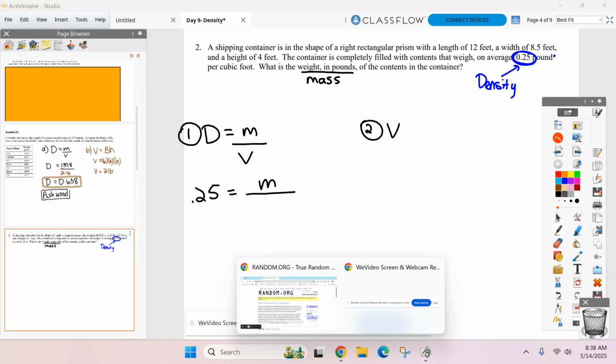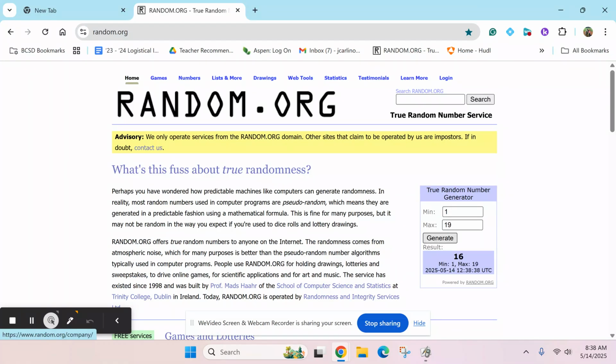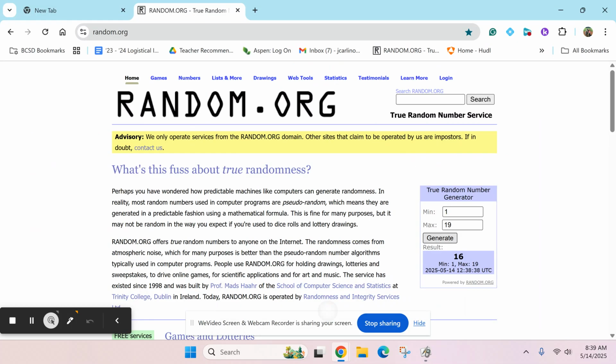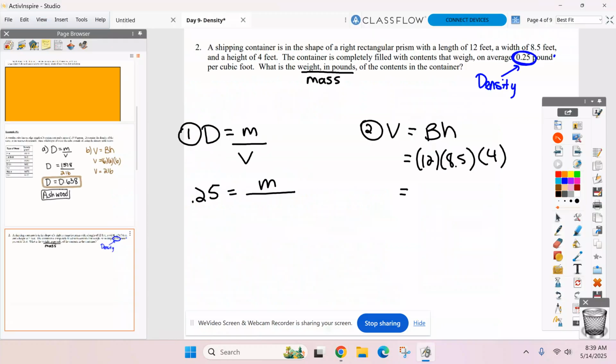What's the volume formula we're using for a prism? Look on the formula sheet if you forgot it. Maddie, volume formula for a prism. Darn right. Area of the base times the height. The base is 12 by 8.5. And the height of the prism is 4. When you have the volume, let us know. Maddie, back to you. Take your time. 408. Good work today.